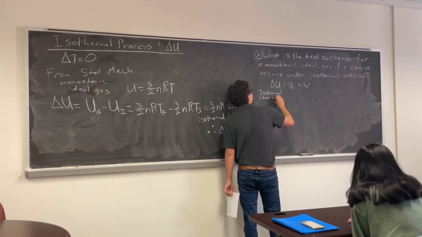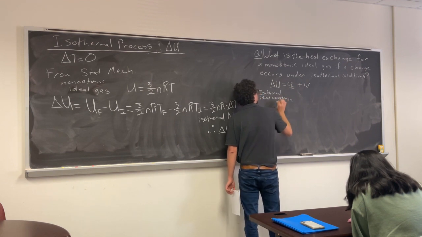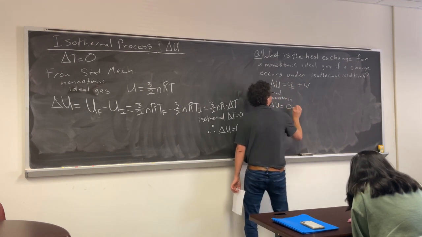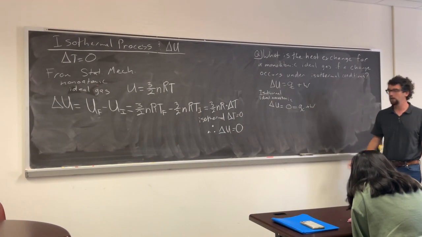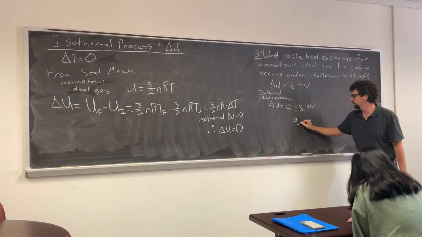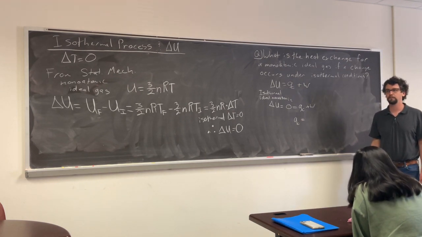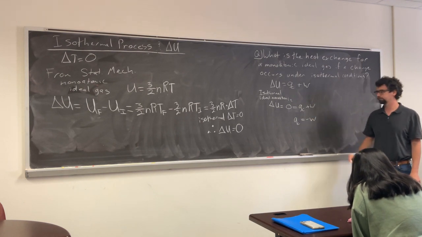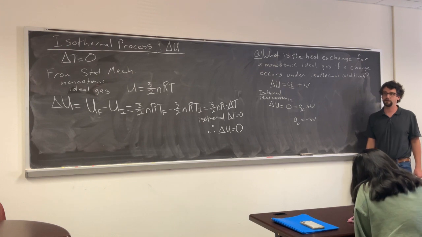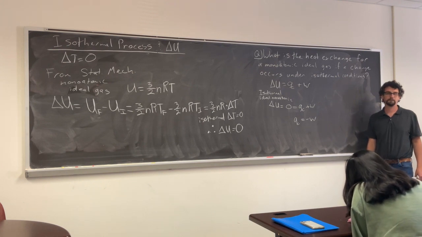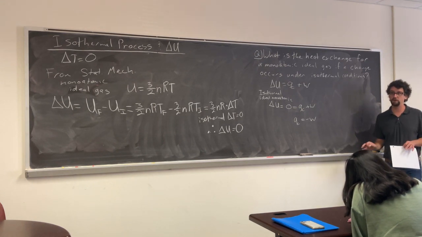Ideal monoatomic. So delta U is equal to 0. That means Q plus W is equal to 0. If we wanted to solve for Q, what's Q equal to then? Yep. Making it easy to find other things. Okay? Everyone sees somewhat of the utility of this.